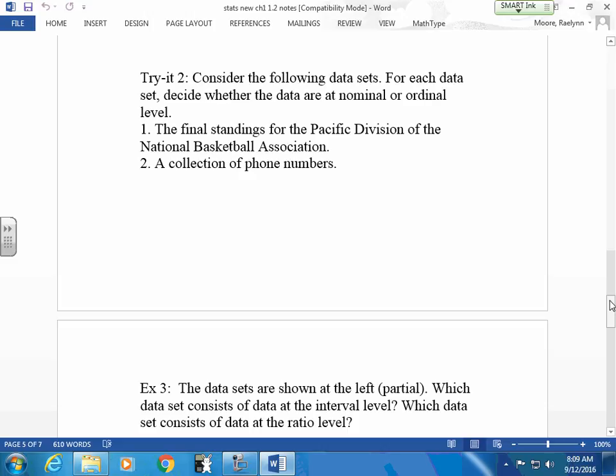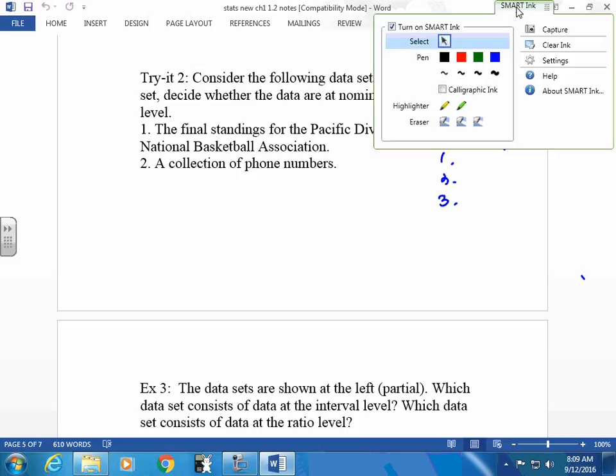So consider these sets of data. The final standings for the Pacific Division of the National Basketball Association versus a collection of phone numbers. Which one is nominal? Phone numbers. Good. Final standings? Ordinal. There's some kind of difference. Team one came in first place, this one came in second place, this one came in third place. I can't tell how many wins, how many losses, but I can tell this one had the most wins. Right? Some kind of order to this. Phone numbers? Just a number.